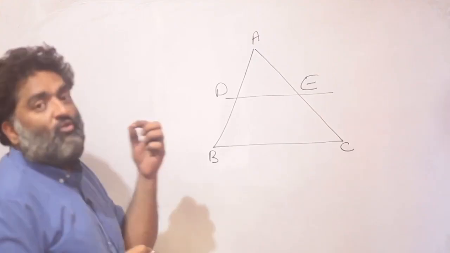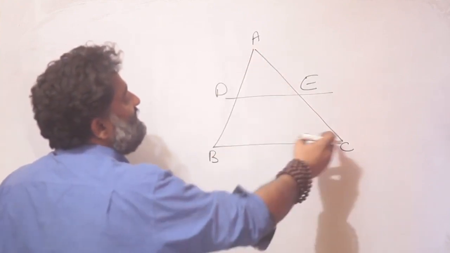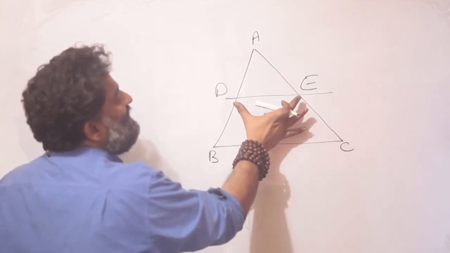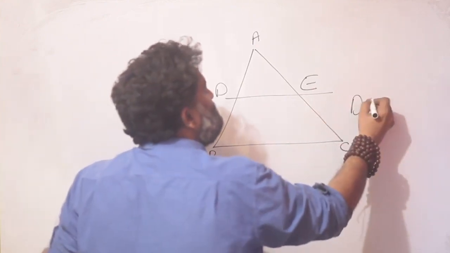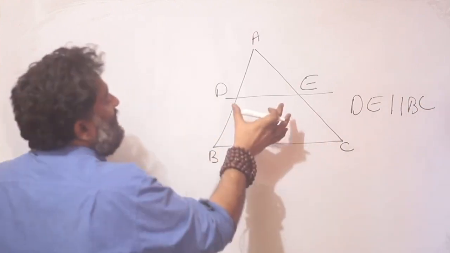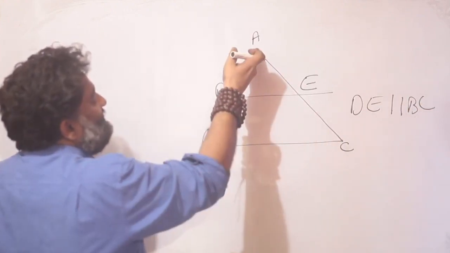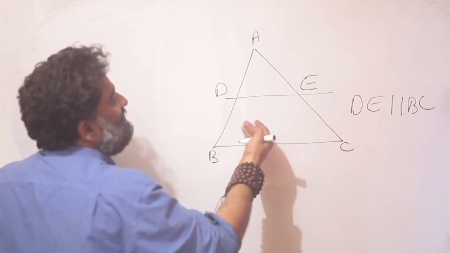But before we begin with similarities, we'll start with an even simpler idea known as the basic proportionality theorem. So let's get started with that first. What is the basic proportionality theorem? That if there is a triangle ABC and I draw a line DE parallel to one of the sides BC, so the information given to me is that DE is parallel to BC, this line will divide the sides AB and AC, the other two sides, in the same ratio.